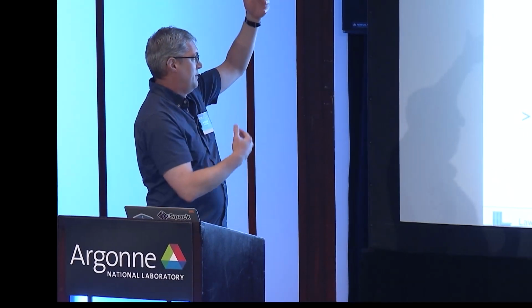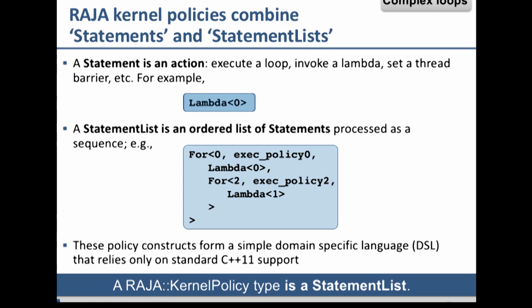So you can imagine if you had three nested loops, you could apply a three-dimensional thread block and do all kinds of things. So what we're really doing here, if you want to boil it down to its bare bones, is combining what we call statements and statement lists. A statement is just an action, and I'll describe the statements that we currently support. It's execute a loop, abstract the notion of a loop, invoke a lambda, set a thread barrier, for example. So for example, just lambda 0 means invoke the first lambda in the argument list. And then a list is just some ordered list of statements that gets processed.